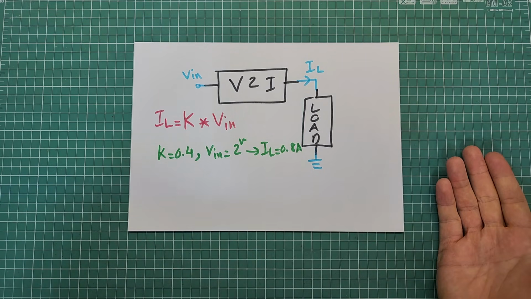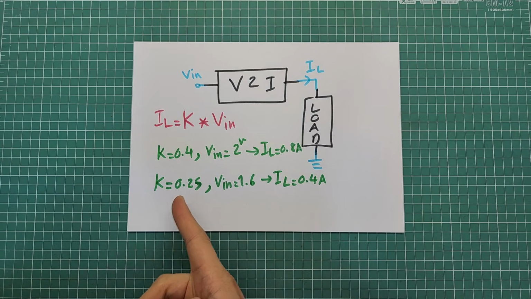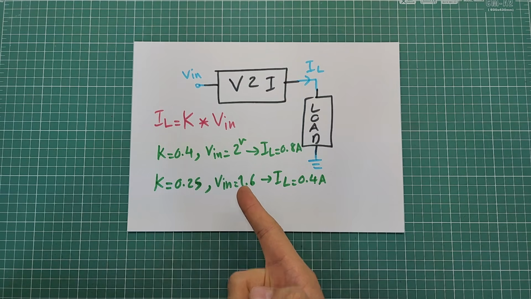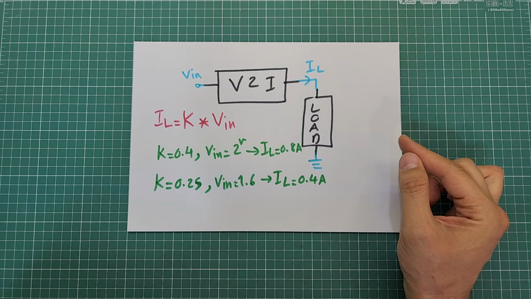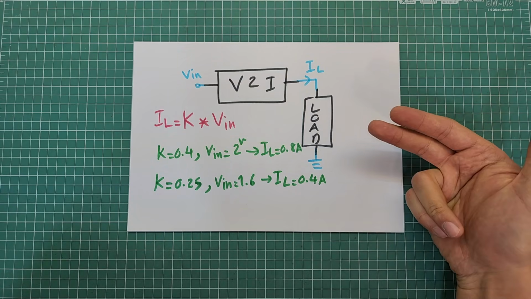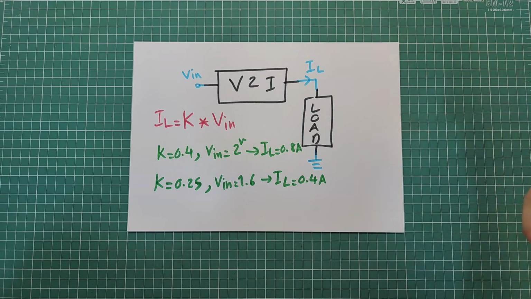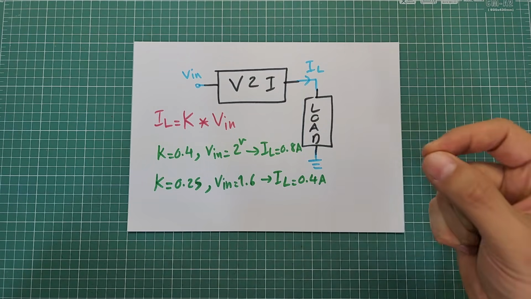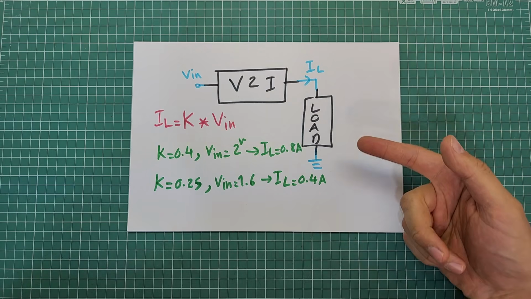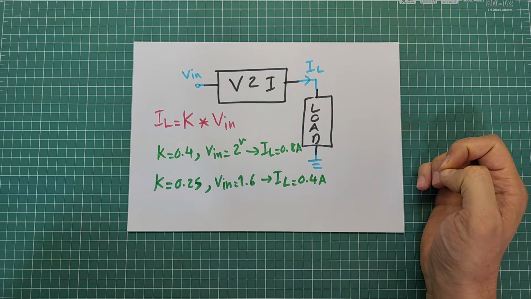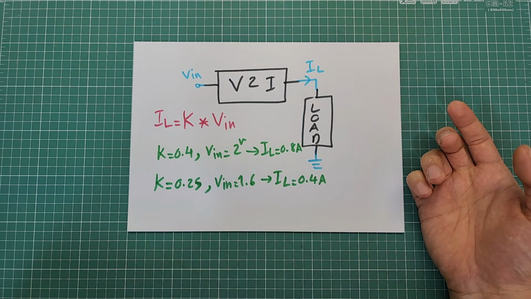Let's consider another example. If the K is equal to 0.25, Vin is equal to 1.6 volts, then the current at output has to be 0.4 amperes. If the load resistance is 10 ohms, then the circuit will automatically adjust the output voltage to 4 volts to make 0.4 amperes pass through the load. If you replace the load with another resistor, for example a 20 ohm resistor, then the circuit will automatically increase the voltage at output to 8 volts to guarantee a still 0.4 ampere is passing through the load.